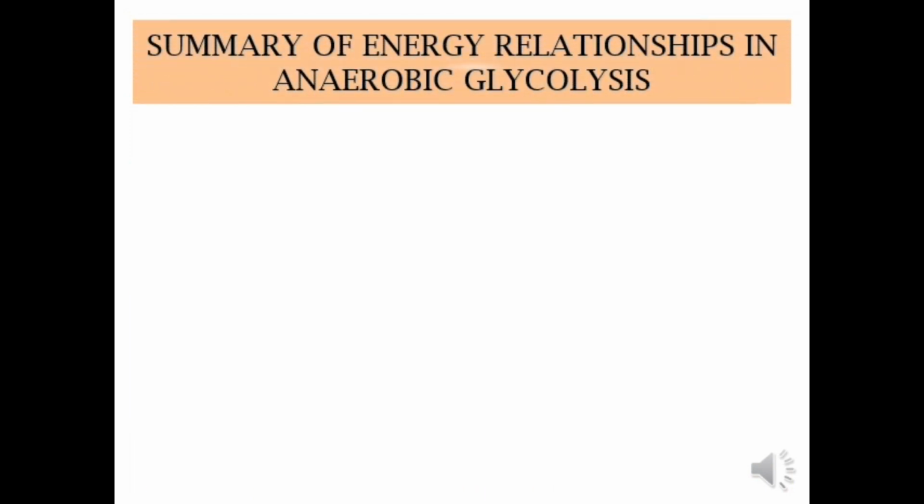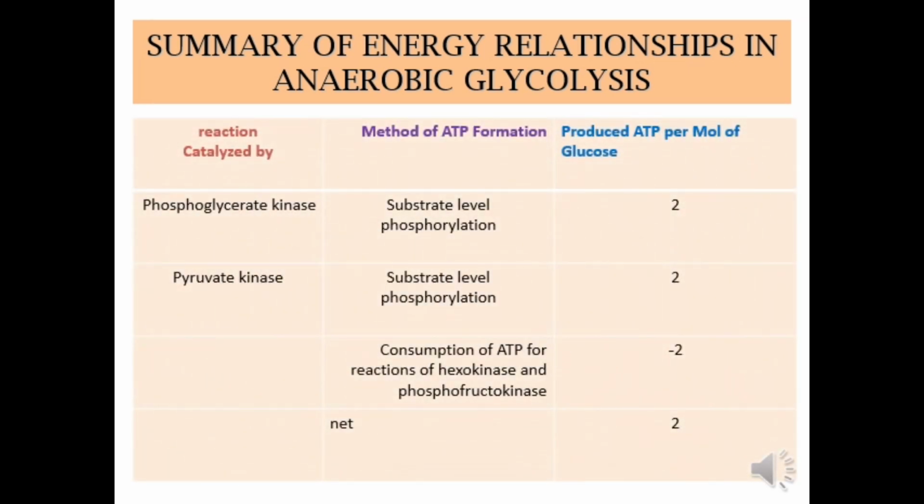Summary of energy relationships in anaerobic glycolysis. In the reaction catalyzed by phosphoglycerate kinase, there is production of energy in the form of ATP, one molecule, and we have two molecules of glyceraldehyde, therefore we have two ATP.